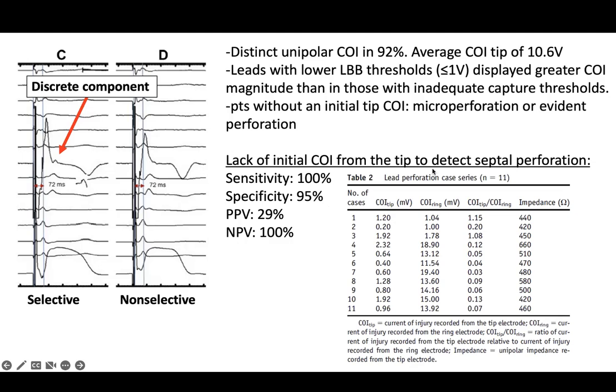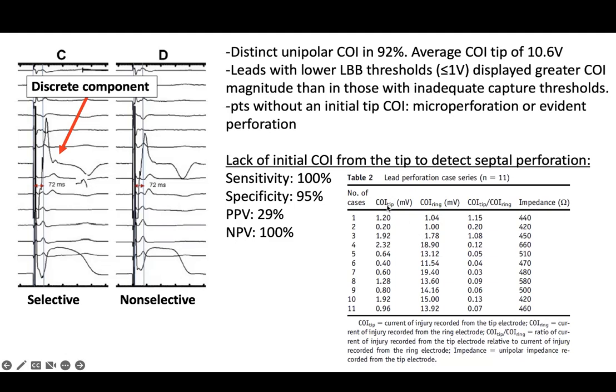Here in all their 11 cases of clear perforation, microperforation, and clear through-and-through perforation that was diagnosed on echo, you can see that the impedance is low-ish, but it's not terrible. It's not like 300 or even lower. They always say something like impedance of 400 or lower is probably suggestive that you're perforated. But here it's not very helpful.